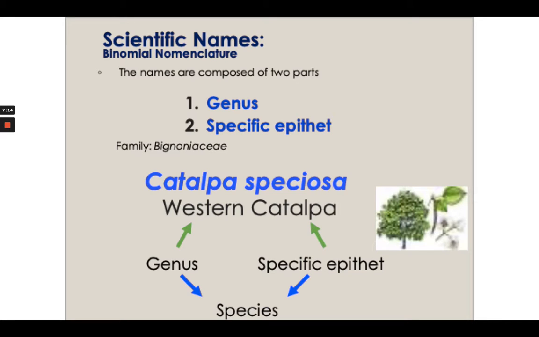So here's our binomial nomenclature. We have the genus, which is our first one, and then the species is going to be second. The first word, the genus, is always going to be capitalized, and your species is always going to be lowercase.